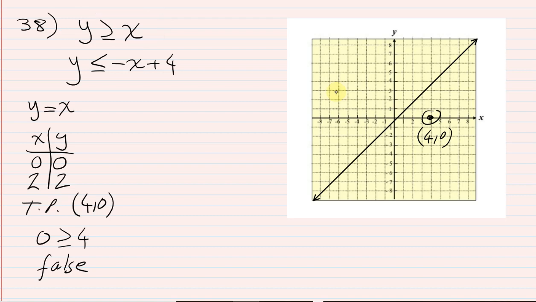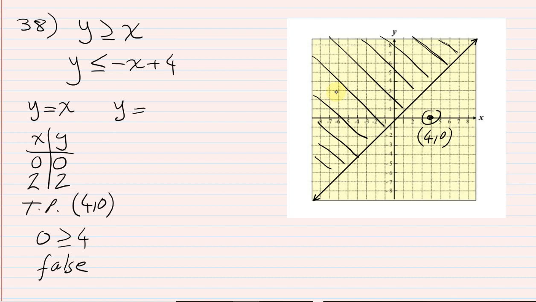Therefore, 4, 0, my test point, my proposed solution, actually will not work. Since it will not work, I'm going to shade above the line. Okay, everything up here will work. So remember, if your test point is false, you want to shade away from it.